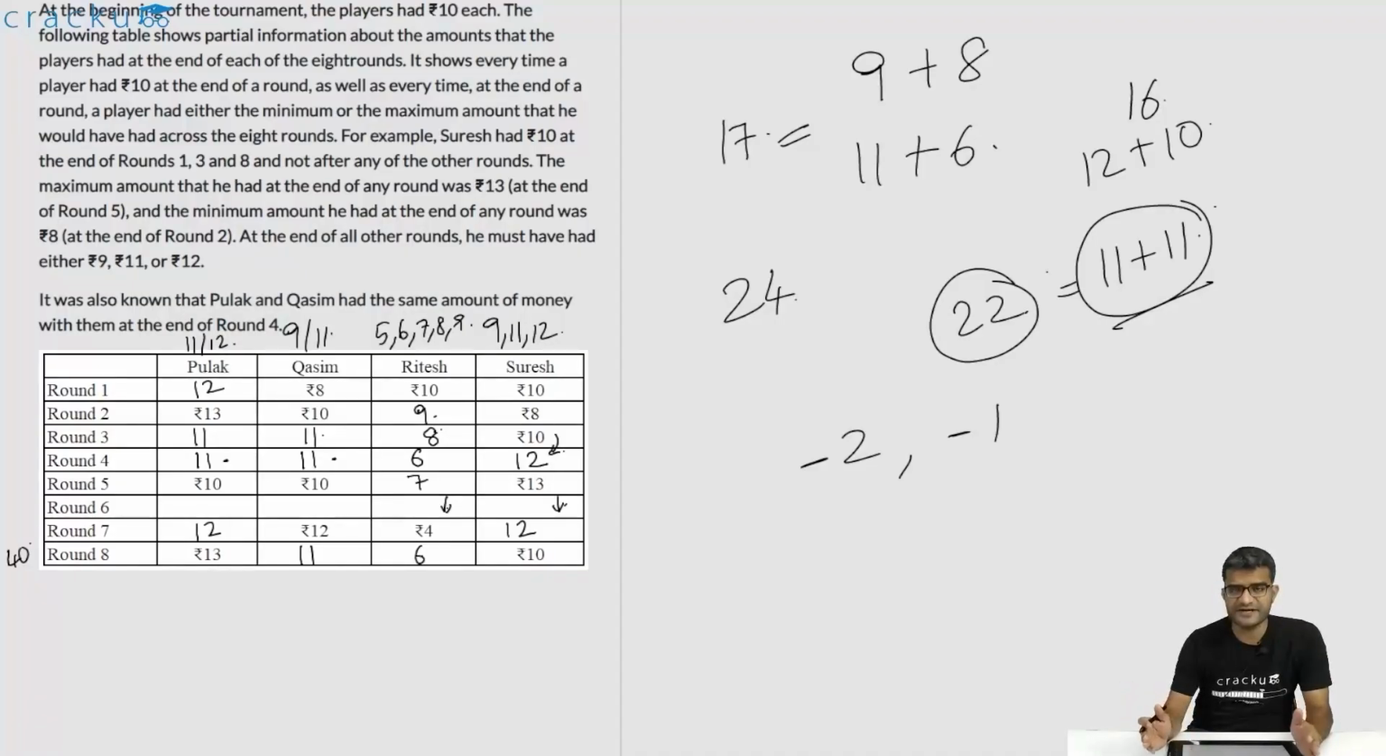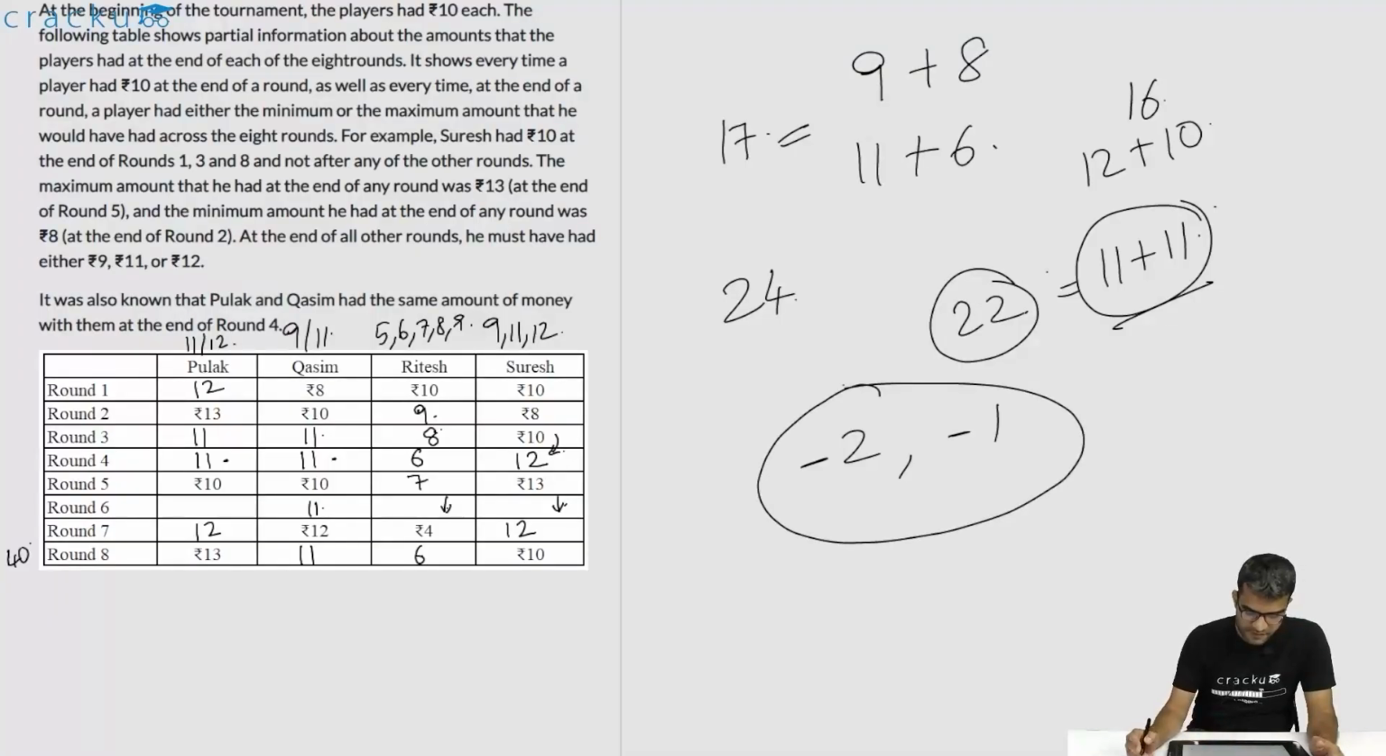Because both of them have decreased in round 6, it would imply that the remaining two, that is Pulak and Kasim, have to increase. That is, they have to win in round 6. This would imply that the money with Kasim will be 11. That is, he gained 1 rupee in round 6 and he also gained 1 rupee from 11 to 12 in round 7. Now, there has to be a loss of 2 for Ritesh in one of the 2 rounds. Ritesh has to lose 2 and 1 in round 6 and round 7. This would imply that somebody has to gain 2 rupees in round 6 or round 7.